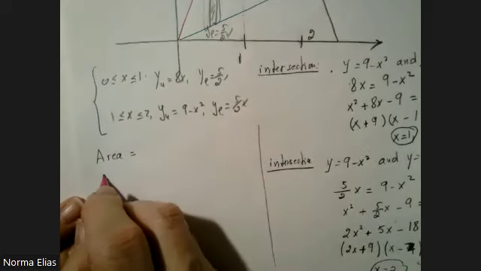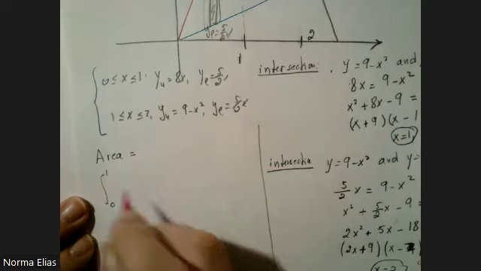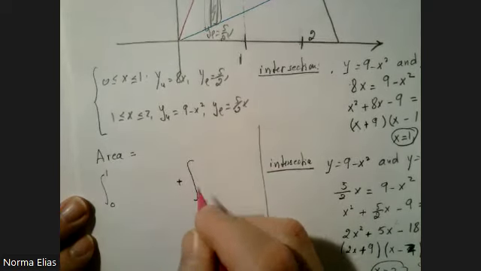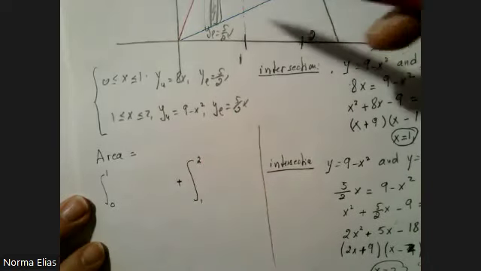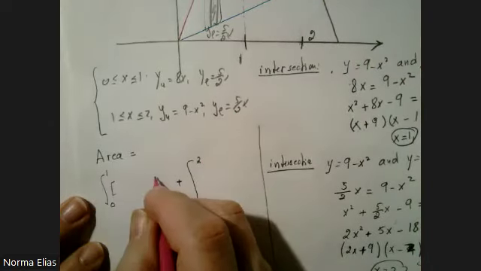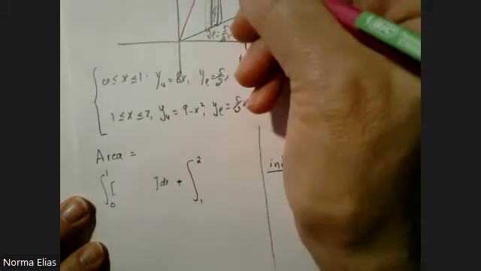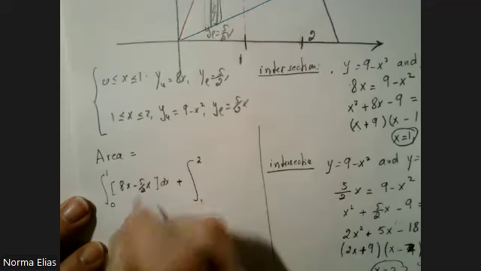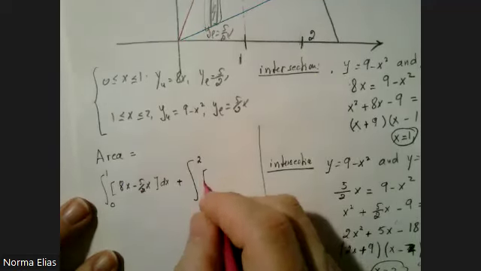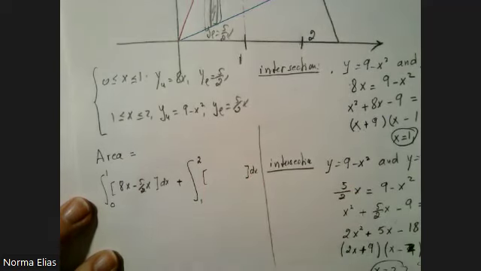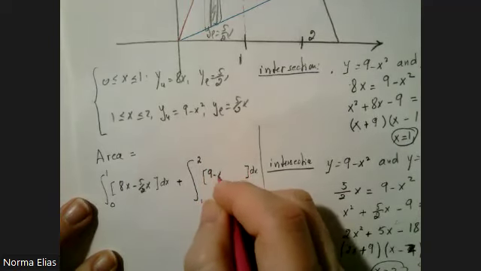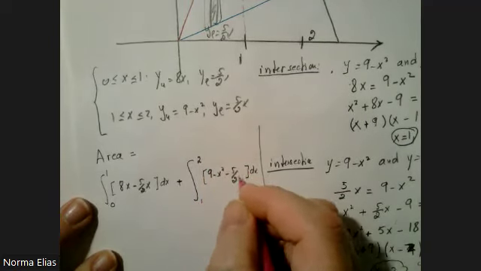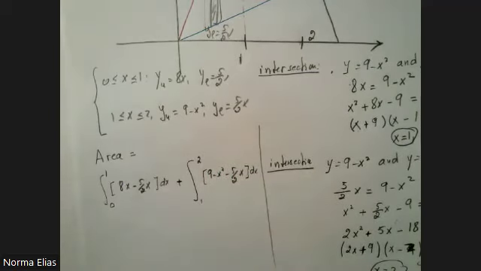We have to take 2 integrals, 0 to 1, 1 scenario, and 1 to 2. From 0 to 1, the length in this scenario is going to be 8x minus 5 over 2x. In the second scenario, so we have 2 different integrals, the length is going to be 9 minus x squared minus 5 over 2x. And the rest, this is a very simple integral. I will not do it. I will just set it up.